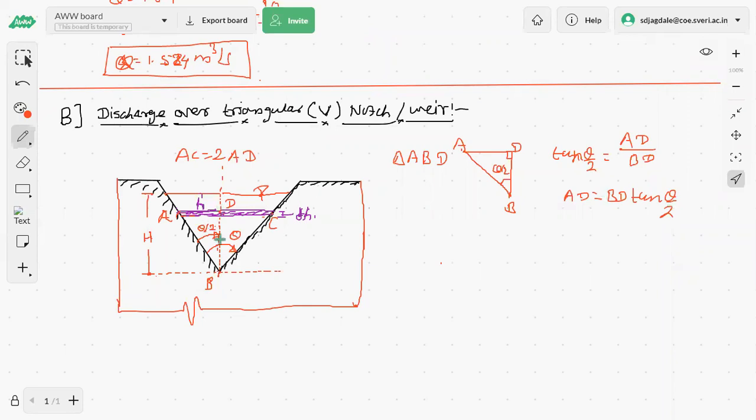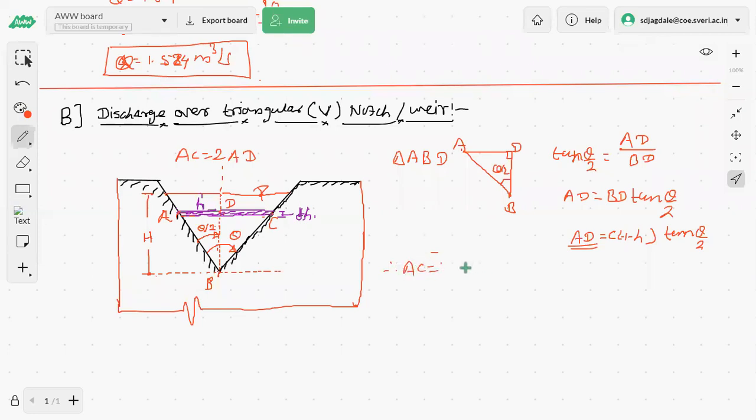Now if you consider BD, then BD is capital H minus small h. It is the total head minus this small h. Is it correct? BD will be equal to capital H, this total height, minus this small h. So I would like to write here AD is equal to (H minus h) into tan of theta by 2. This is the AD. Is it correct? Yes, sir.